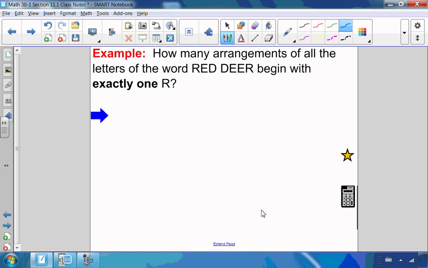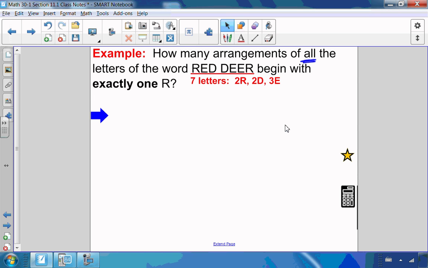How many arrangements of all the letters of the word "red deer"? Okay, I'm arranging all of the letters of red deer, and I want to know how many arrangements begin with exactly 1 R. So the very first thing I look at is the letters. There are 7 of them, and there's a couple of repeats: 2 R's, 2 D's, and 3 E's.